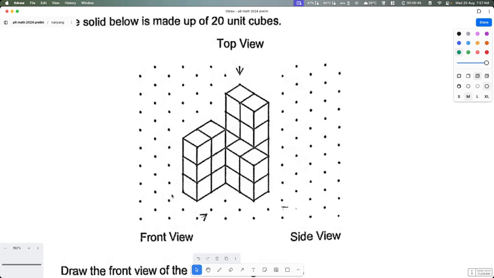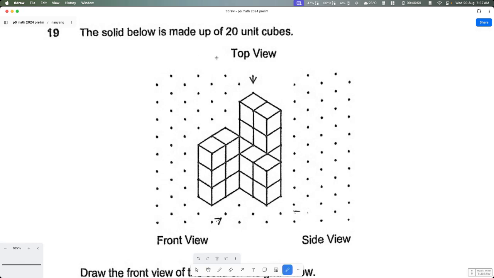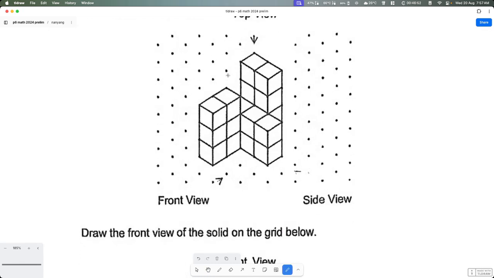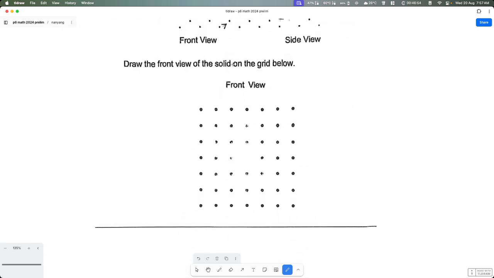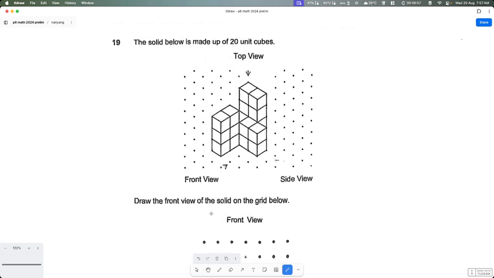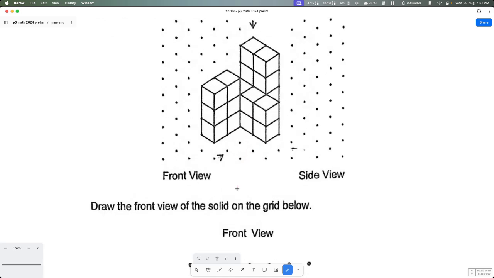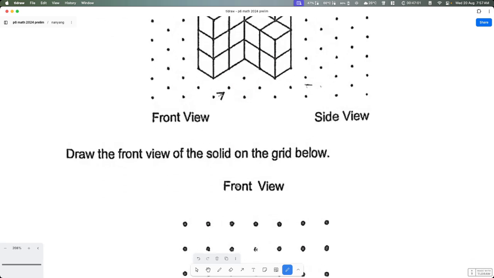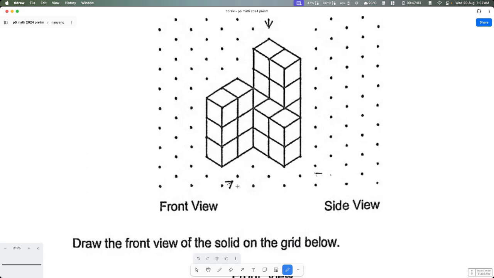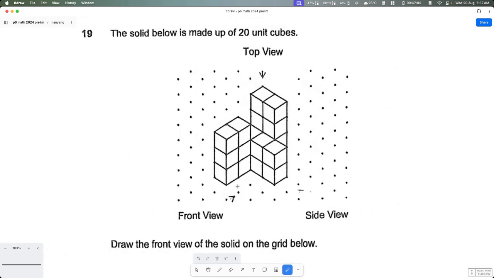Question 19. The solid below is made out of 20 unit cubes. Draw the front view of the solid on the grid below. Front view is here, right? So always read where is your front view, top view, side view. Okay, so in this case, this 20.